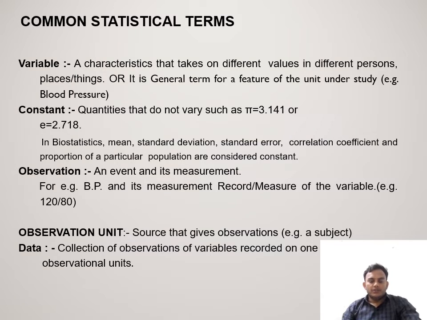Now, what is observation? It is an event and a measurement. For example, blood pressure and its measurement record, or measure of the variable, are the observations. Now, what is an observational unit? These are the sources that give observations, for example, subjects or the patients. What is data? Data is a collection of observations of variables recorded on one observational unit.